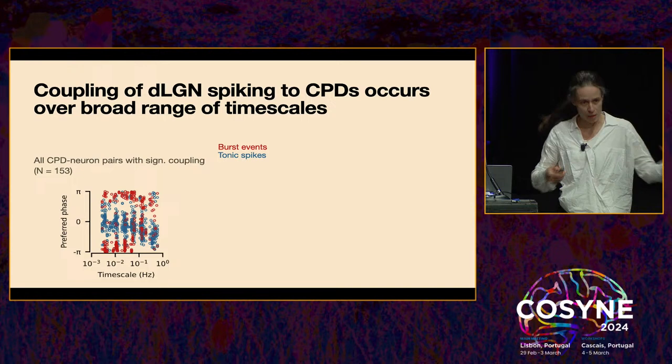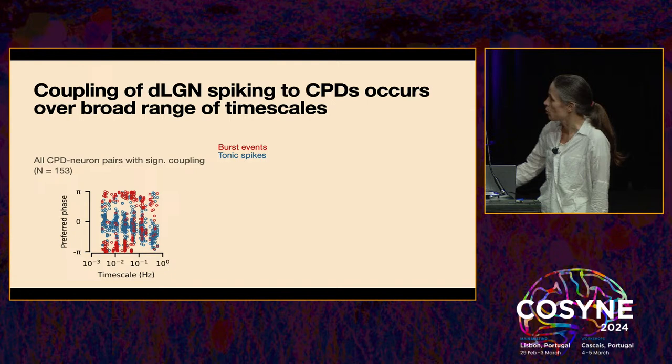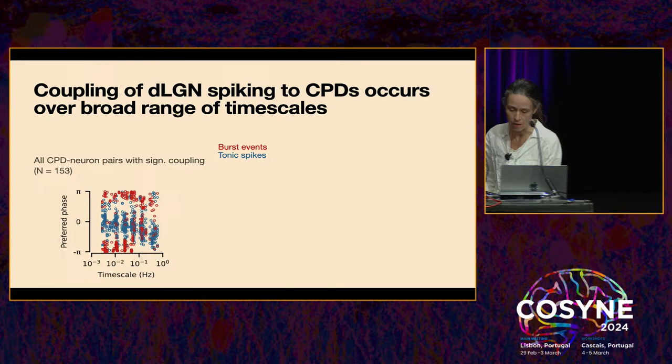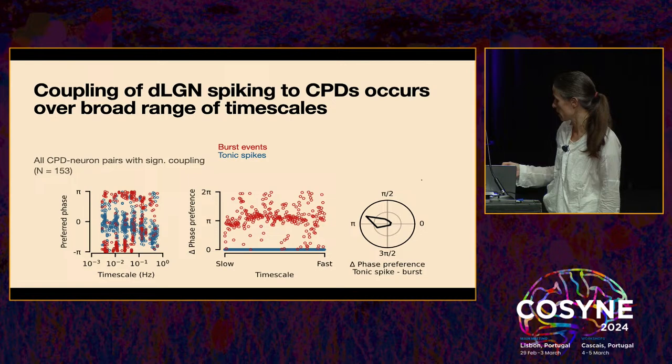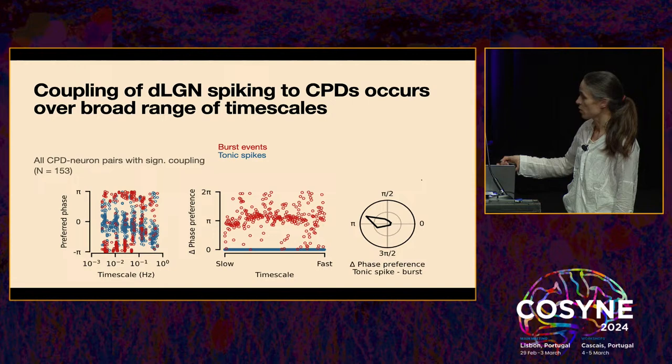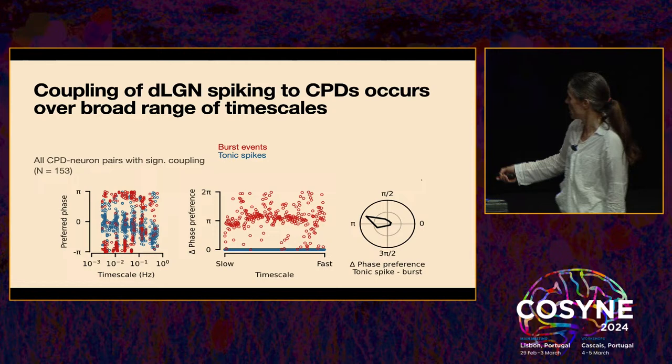You can also very beautifully see this preference for these opposite phases across neurons and across timescales. And we can illustrate this even better by taking a pairwise, within-neuron difference in phase preference between the burst and the tonic spikes. Here we sort them by timescale, so you can see that this opposite phase preference really holds for all the timescales that we measured. And this is also summarized in this polar distribution of the phase differences.